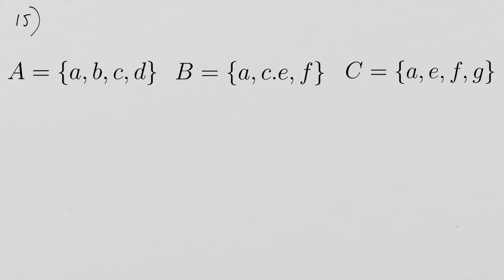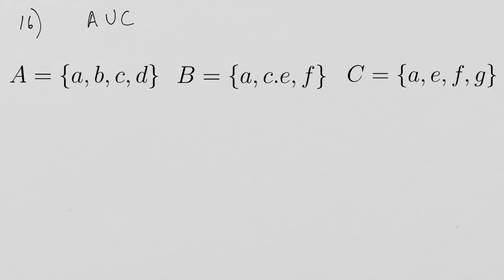Okay, number 15, we're looking for B union C. So that means all of the elements of B and all of the elements of C together. And we'll put them in order. So this is going to be, it looks like we have an A, a C, there's no D, but they do have an E, there's an F, and there's a G. So that's all of the elements that show up in either B or C. It does not have to show up in both.